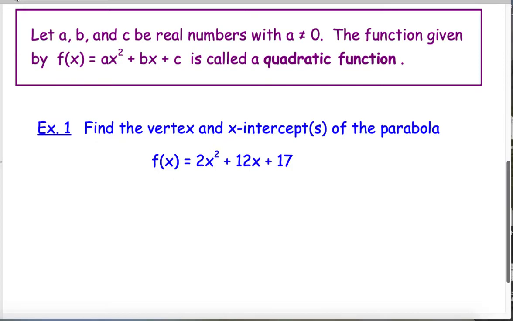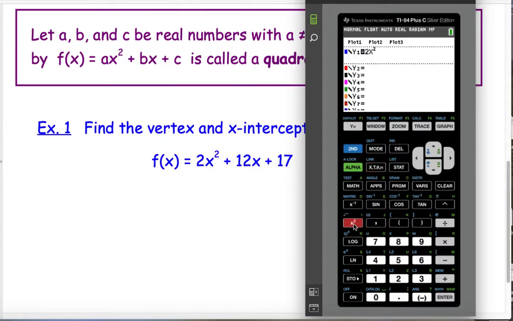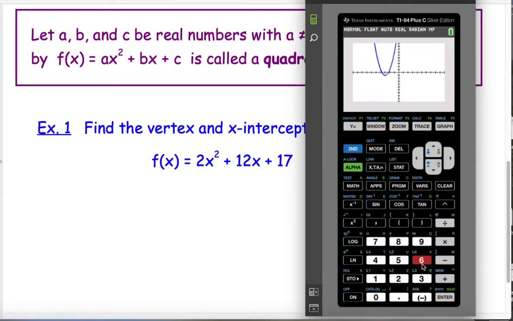So we could use our calculator. If I grab my calculator and punch this in, 2x squared plus 12x plus 17, and then zoom standard window, there's my parabola, opening upward. I can see it looks like the vertex happens around x equals negative 3. I could hit trace and type in negative 3. So it looks like the vertex is at negative 3, negative 1.